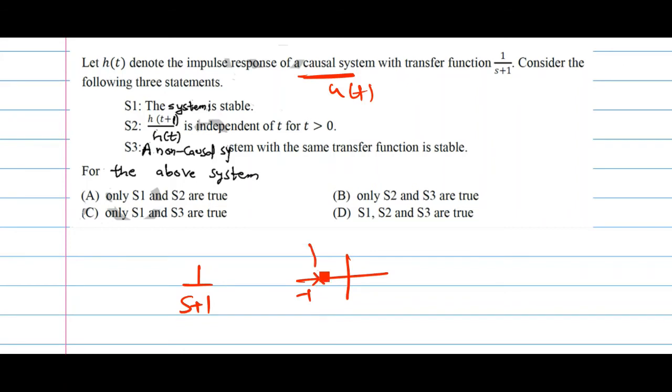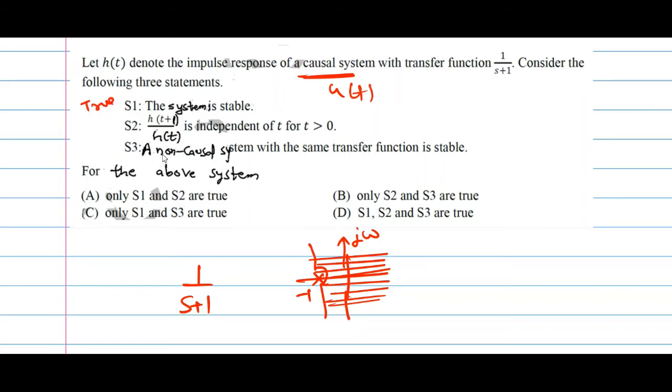Okay, it is a causal system, that means it will go towards the right hand side. So it is including the j omega axis. Okay, now let's look at the statements. Statement 1, the system is stable. We have to identify 2 false from the options. So statement 1 is the system is stable. So this statement is true.